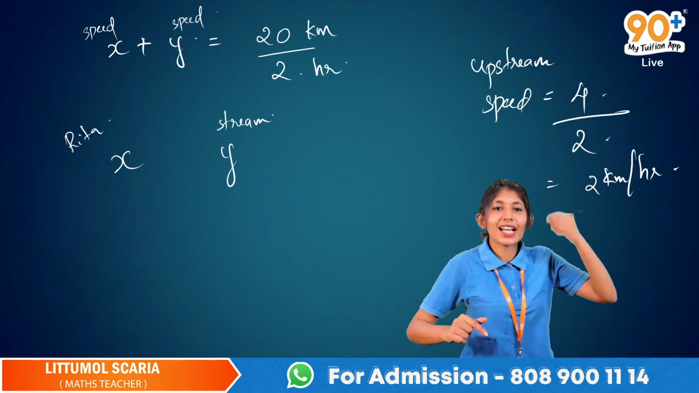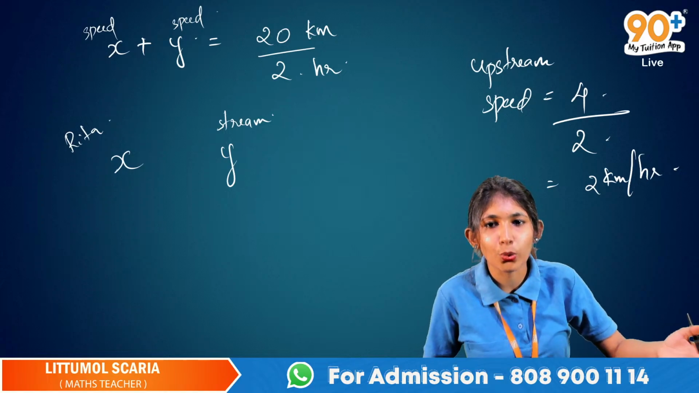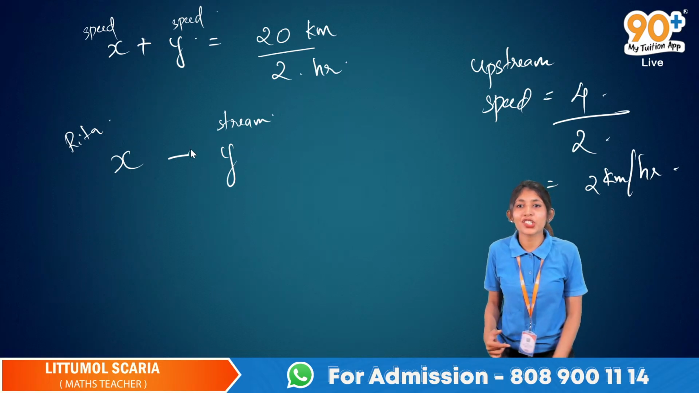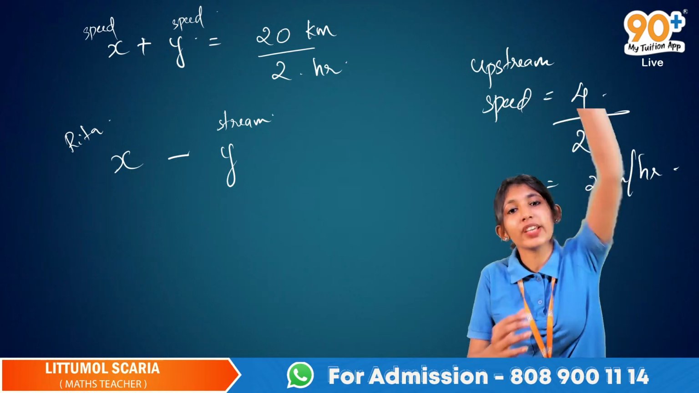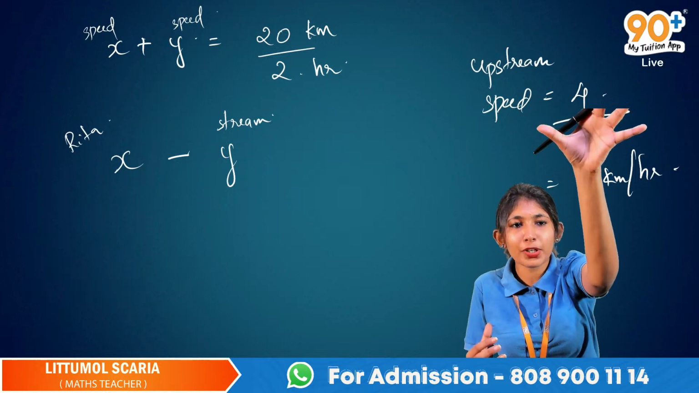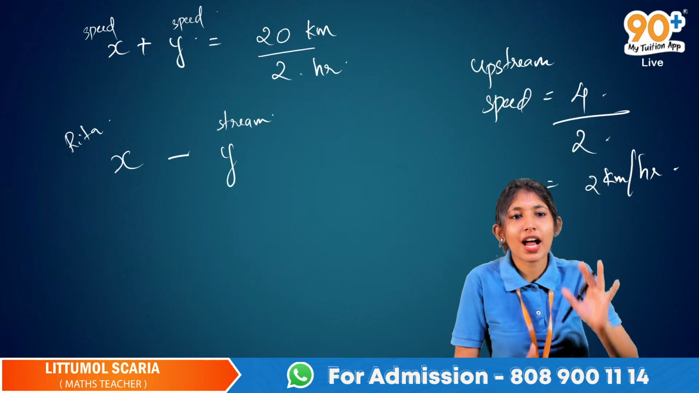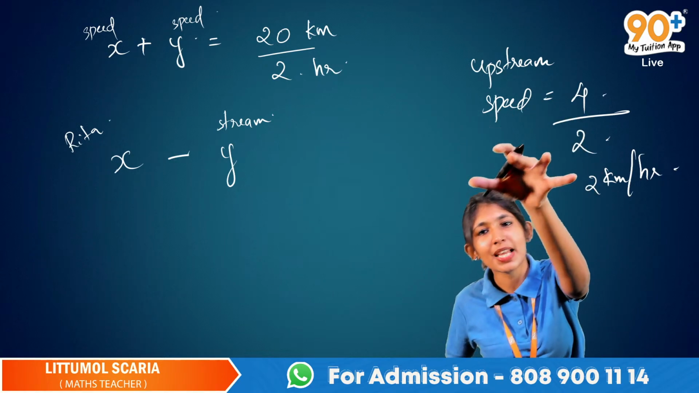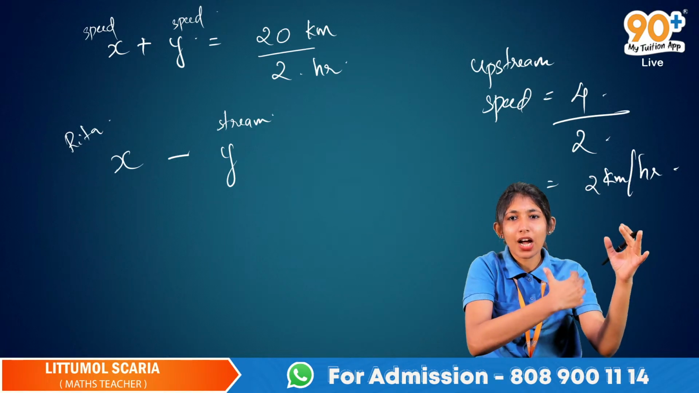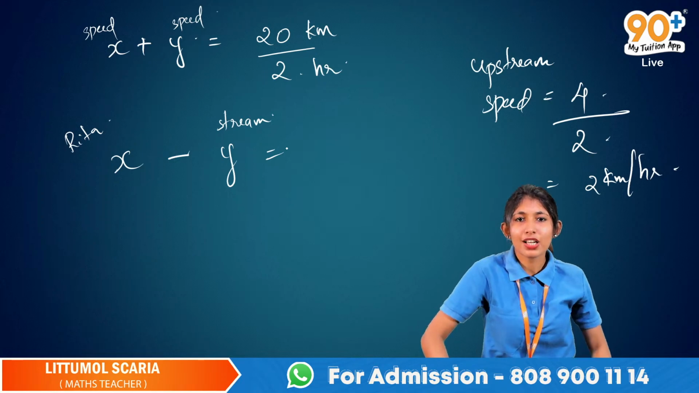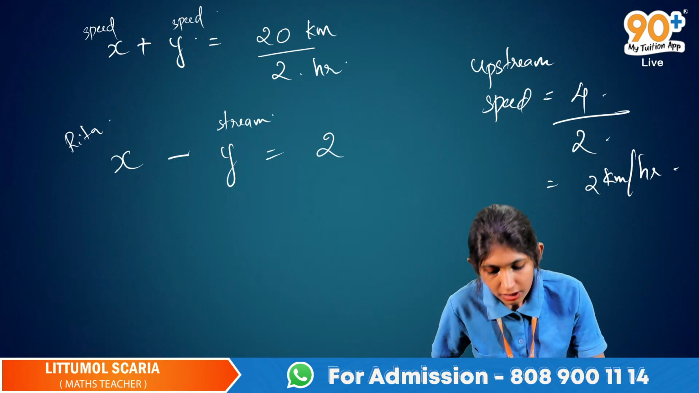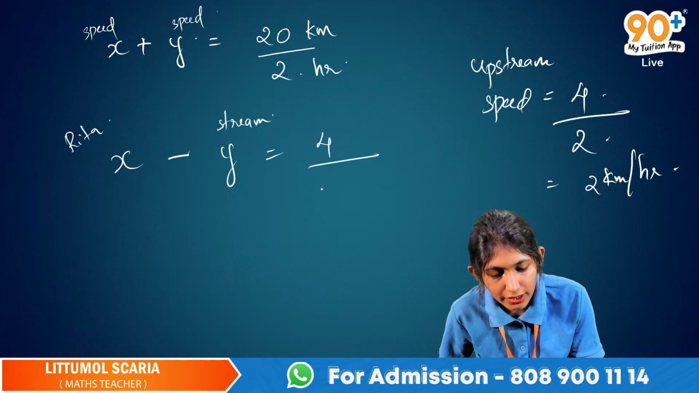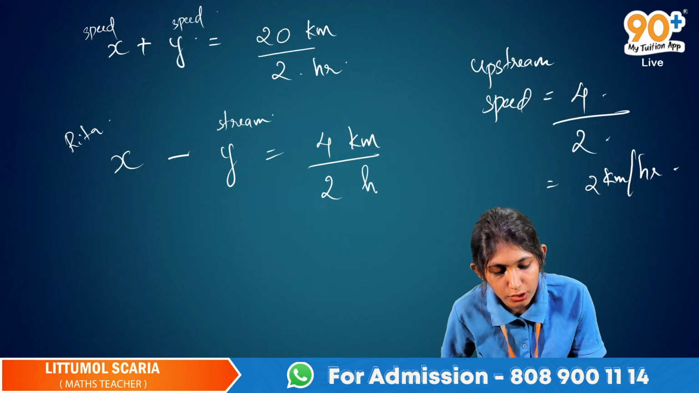Now Ritu applies some force and some speed. But what happened? The stream flowed in the direction opposite to what Ritu applied. Ritu is moving upwards at a speed of x kilometers per hour, but the negative force does not let her reach the top. The stream is flowing downwards, giving a negative impact. So she couldn't complete 20 kilometers; she could only complete 4 kilometers in 2 hours.